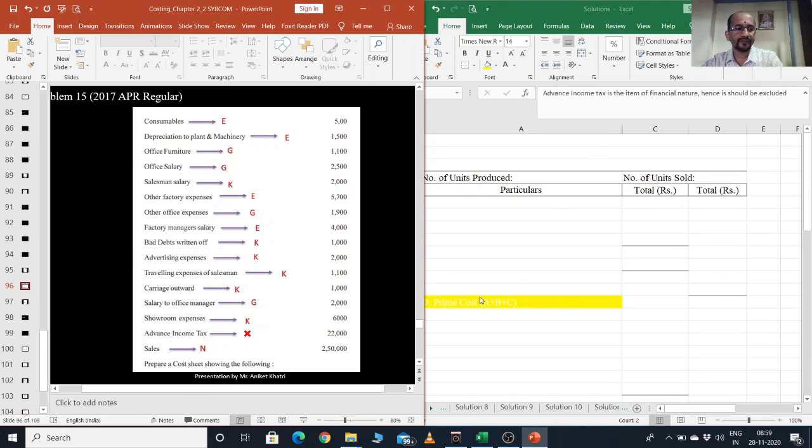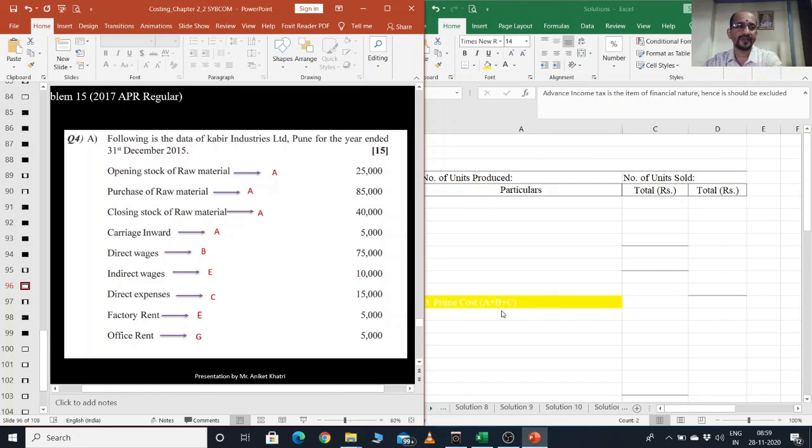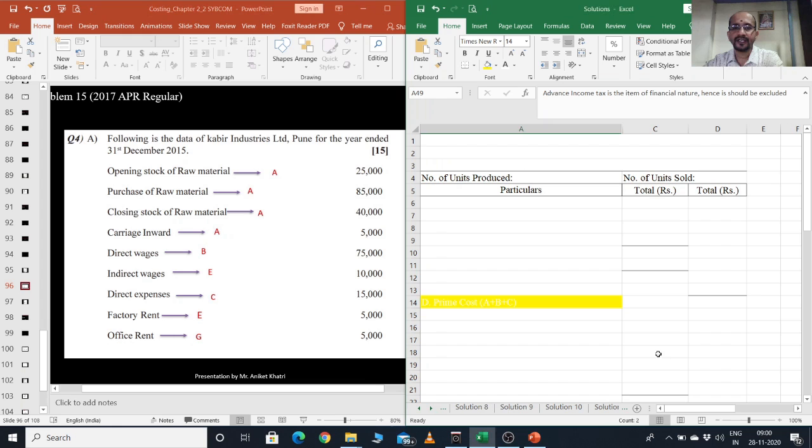So this is our first page of problem number 15. I have kept my format ready. In that you need to prepare 3 columns: particulars, total rupees and total rupees. Again you need to write number of units produced, then number of units sold, but here it is not mentioned, so keep it blank, but you need to write.